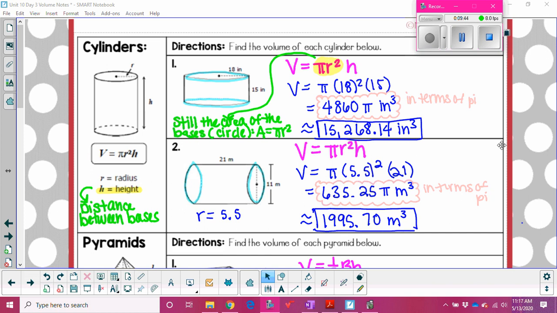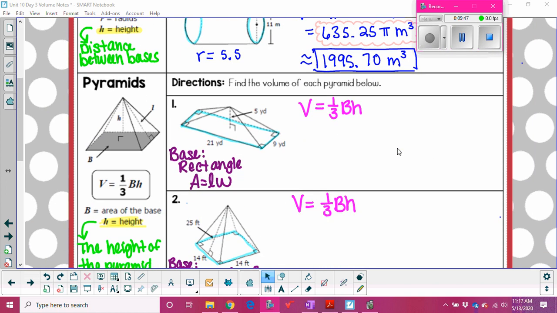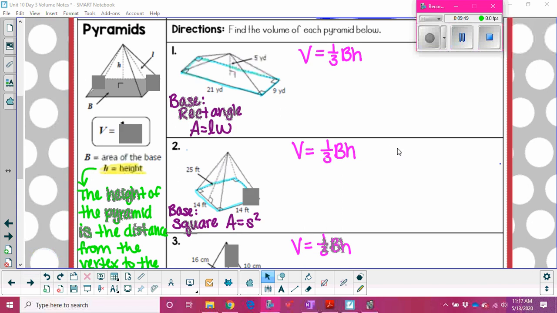Okay, now let's look at pyramids. The formula for the volume of a pyramid is 1/3 times the area of the base times the height. Remember, the height for this one is the distance from the vertex of the pyramid down to the base. It intersects the base perpendicularly.